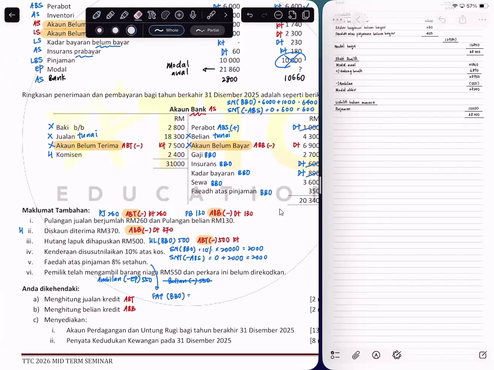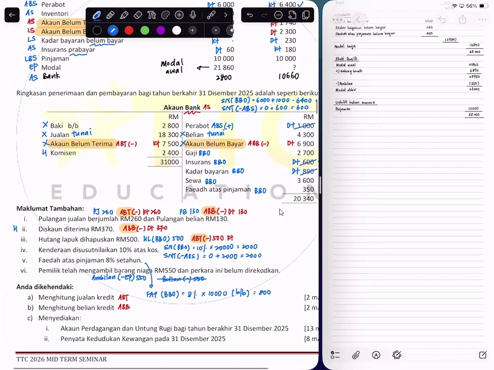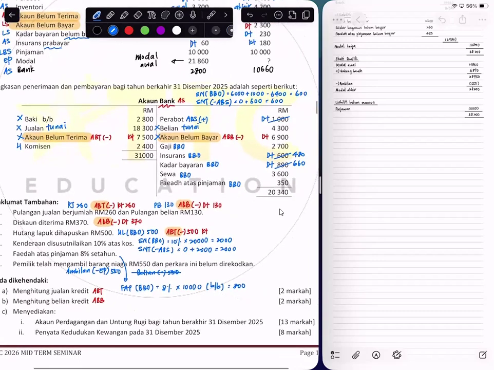So take Baki BB always, so it will be 8% times 10,000. But I make a remark here, always take the Baki BB for pinjaman. Don't take the Baki HB. It will be 800. And then just now we mentioned, we saw that in the account bank, we saw faedah atas pinjaman, right? We only paid 350, but we by right should pay 800. So change it to the actual value, 800.